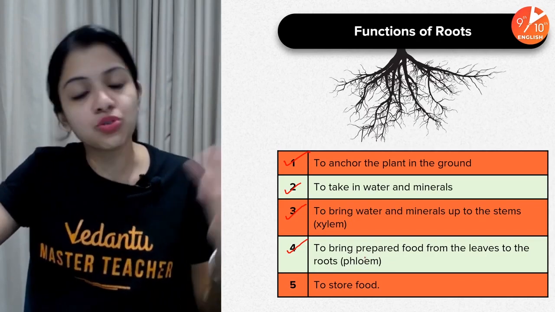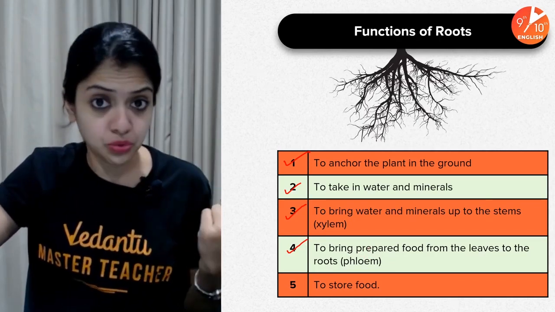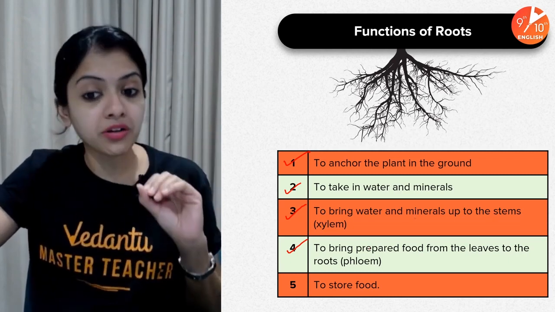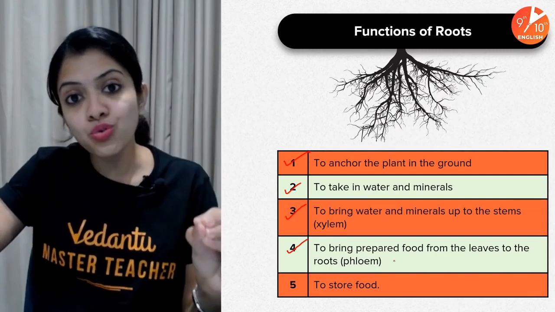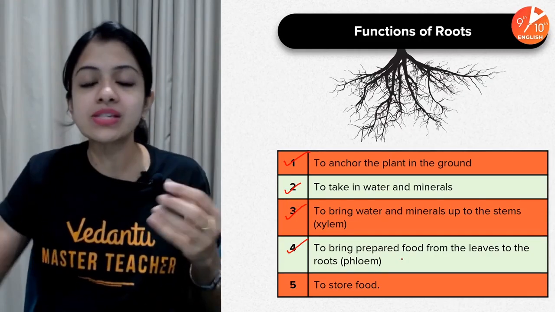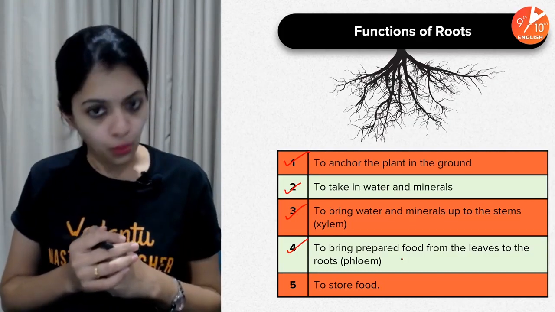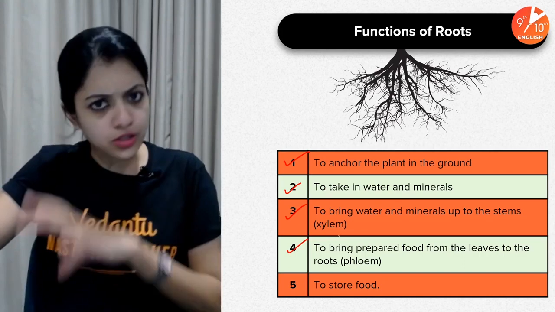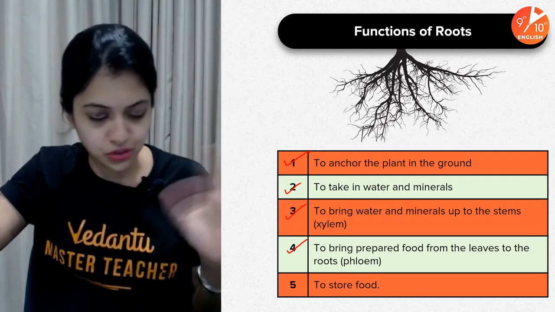Because xylem and phloem are basically what we call conducting tissues, right? Xylem helps in water and mineral transport. Phloem helps in transport of prepared food, which is the end product of photosynthesis, from the leaves to the different parts of the plant body. So this also needs a sort of interaction between the root system and the phloem tissues, obviously.